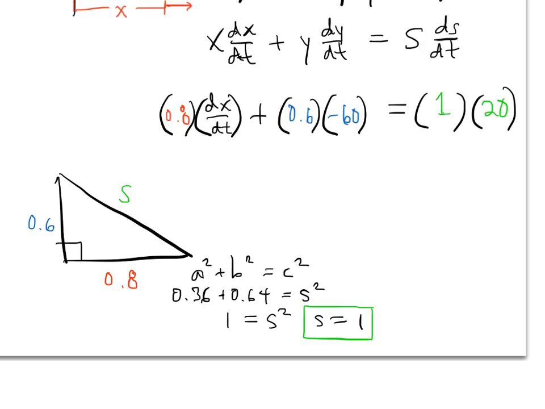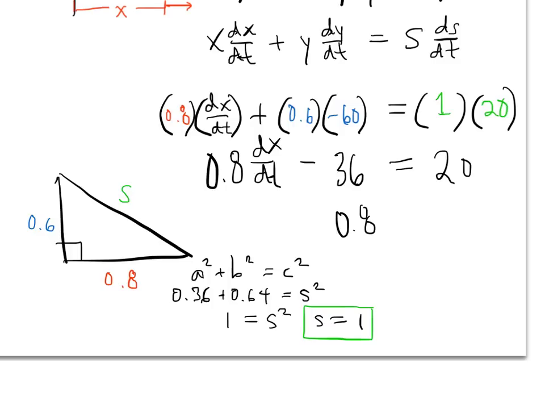And if you look at what we have, we've got an equation that we can easily solve as long as you're willing to calculate a few things. So we have 0.8 dx/dt minus 0.6 times 60, which will give us 36, equals 1 times 20, which is 20. Solve for dx/dt, please. So let's add 36 to both sides. That'll give you 56, and then divide both sides by 0.8, and you will get dx/dt, that's a t, equals 70.